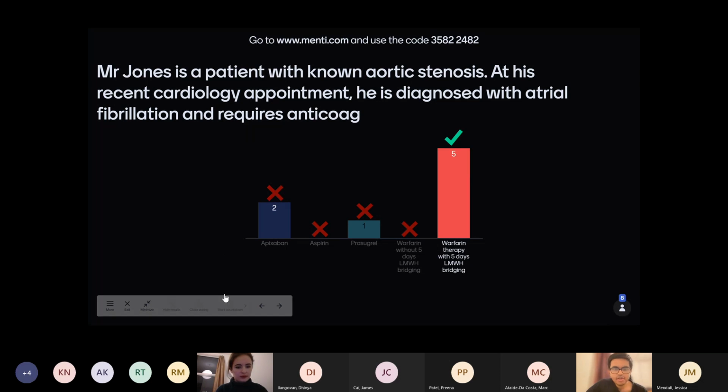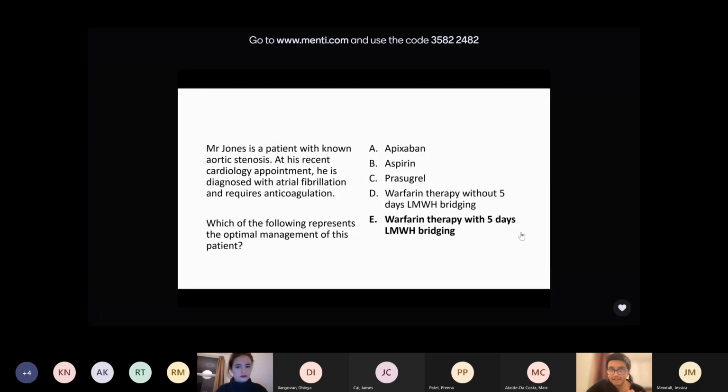Really good. So this patient has valvular atrial fibrillation. This is pretty much the only reason in modern medicine that we still give warfarin over a DOAC: if they have valvular atrial fibrillation versus atrial fibrillation of any other cause. Just to go over some of the other options, apixaban: any non-valvular AF, give them apixaban. Aspirin doesn't help with atrial fibrillation.